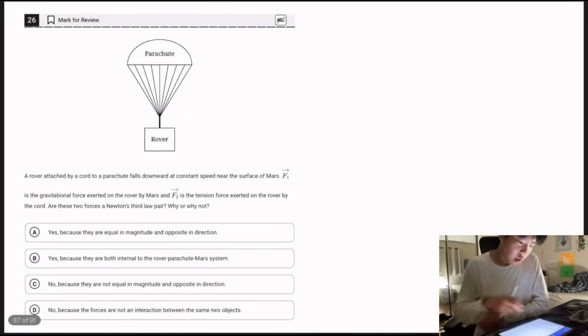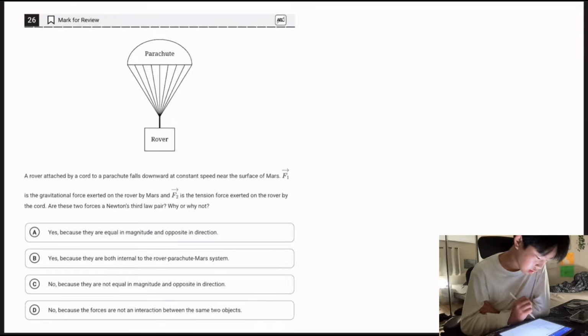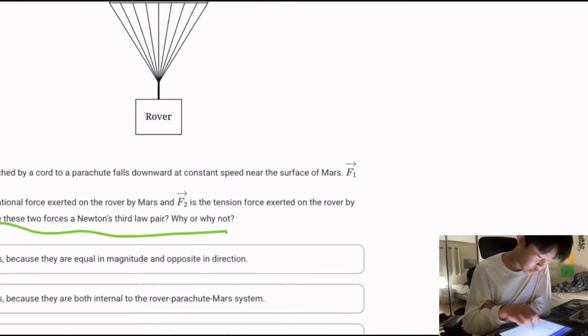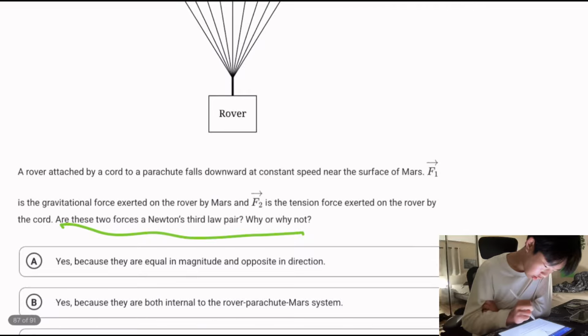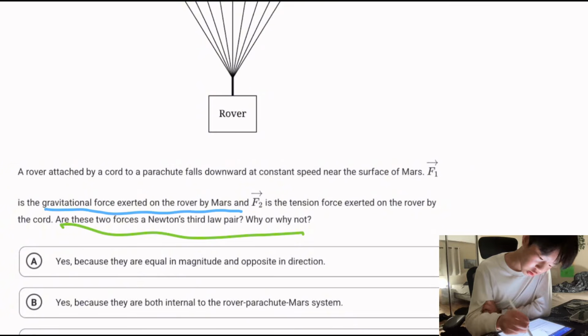Okay? Next question. I'm going to let you guys read it for maybe 10 seconds. It's asking, are these two forces a Newton's third law pair? And which forces is it asking about? It's asking about the gravitational force exerted on the rover by Mars and the tension force exerted on the rover by the cord.